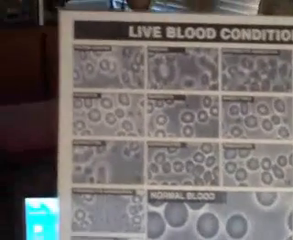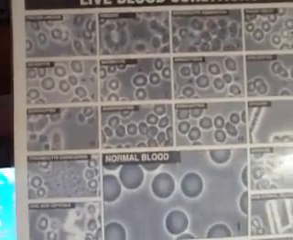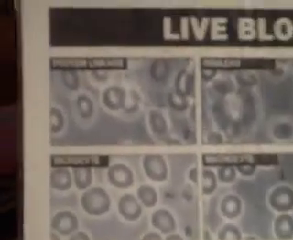Okay, so this is basically, we're going to talk about all of the various different blood conditions. You have this chart at home, right? Yeah. Okay. All right, so basically, we're looking here at the top left corner.